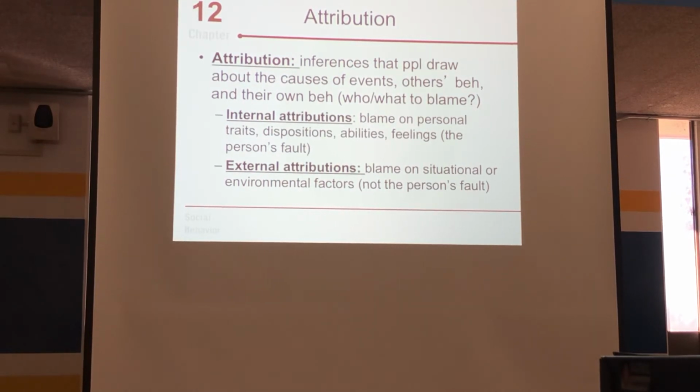So attribution, again, we make inferences about our or other people's behaviors, right? Inferences, meaning guesses about why, like the cause of the behavior. Internal attribution is when you blame the person or their personal qualities. And then external attribution is when you blame the environment or the situation.